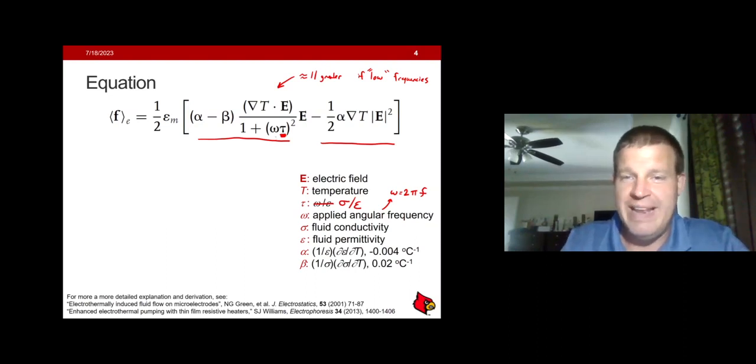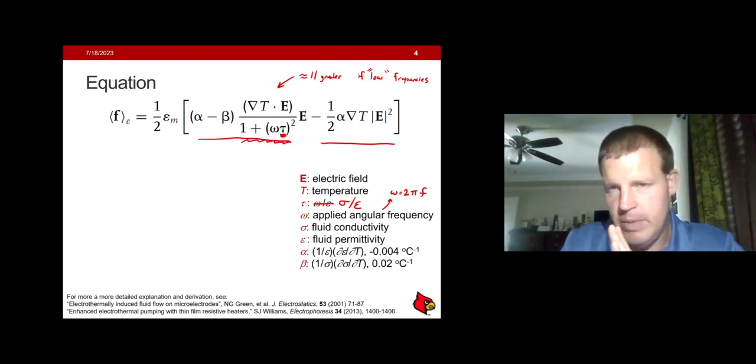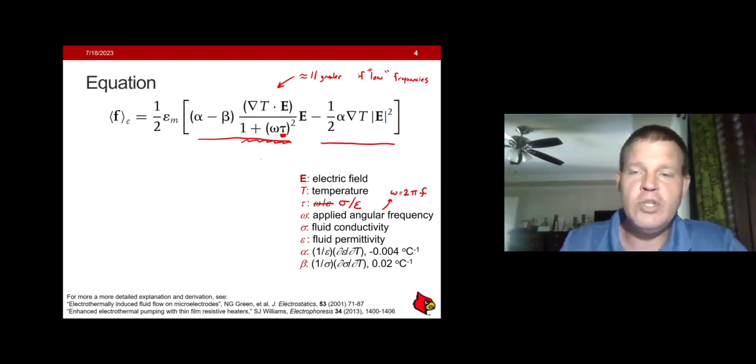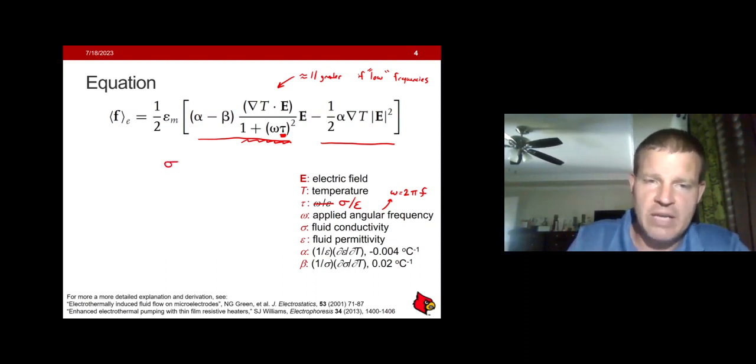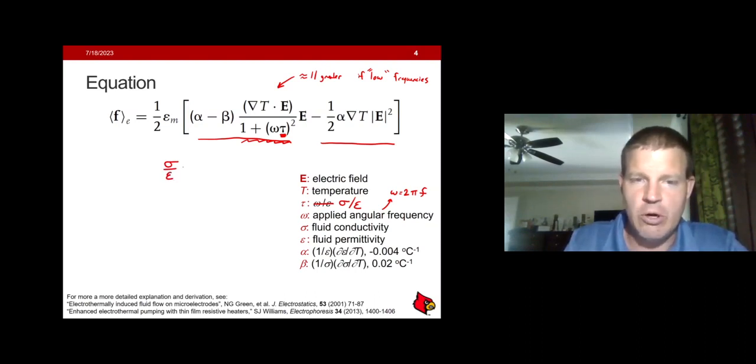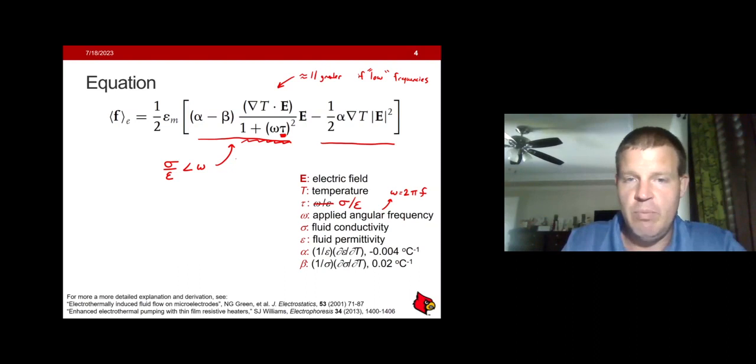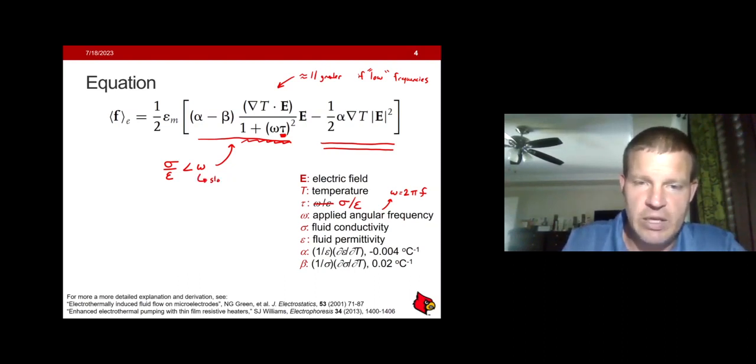So then, if your frequency is high, the denominator here gets high, and the coulombic term becomes negligible. So once you are at lower than the relaxation frequency, the relaxation frequency is that tau term. If your frequency is greater than that, then that's when the coulombic term starts to become negligible and decreases. And then the dielectric term dominates. And if that's the case, first off, you'll see it could slow down.